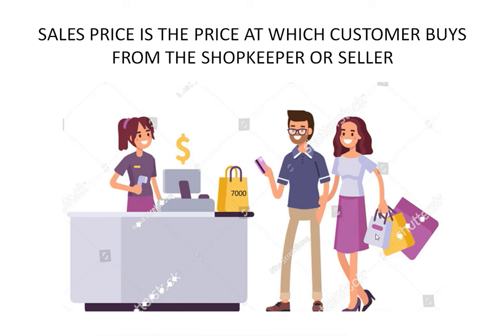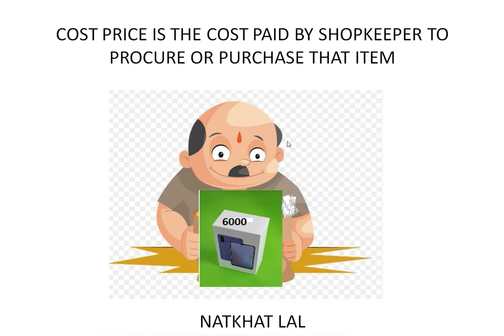So the next key element of sale and purchase is cost price. Cost price is the cost paid by the shopkeeper to procure or purchase that item, because the shopkeeper will also purchase that item from a dealer or from some other place. So cost price will be the actual cost borne by the shopkeeper. So here for this mobile phone, cost price is 6,000.